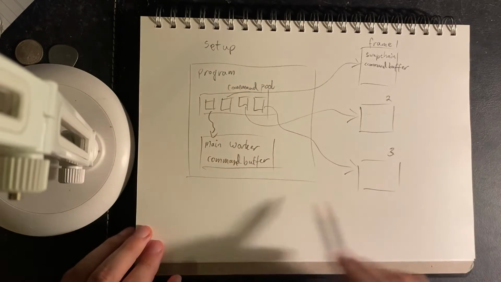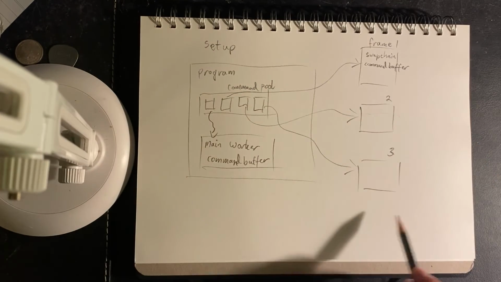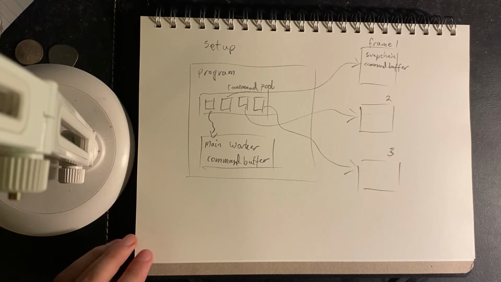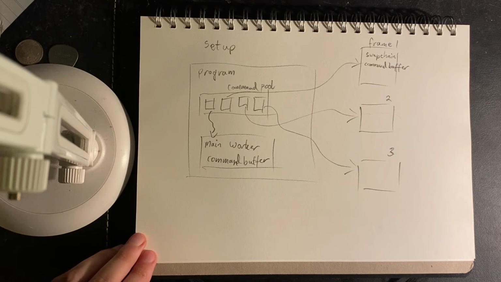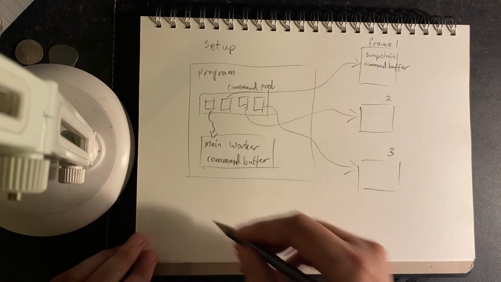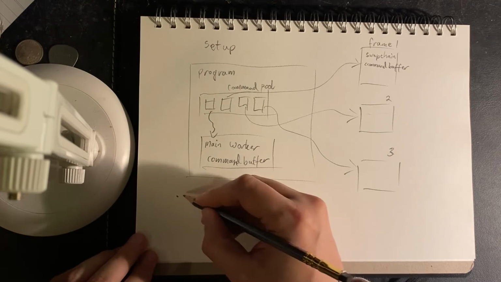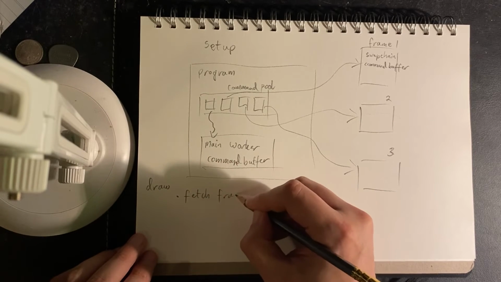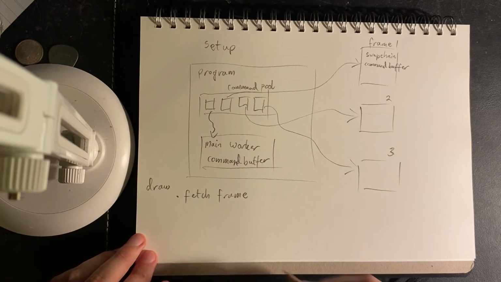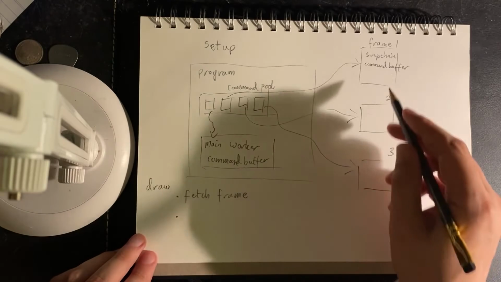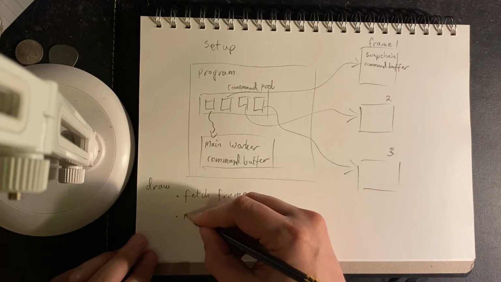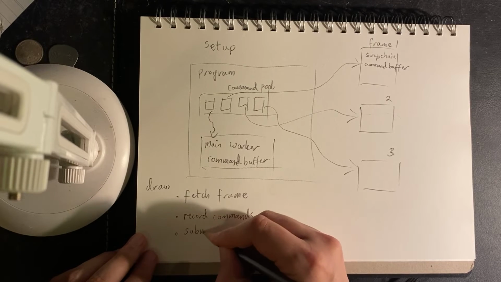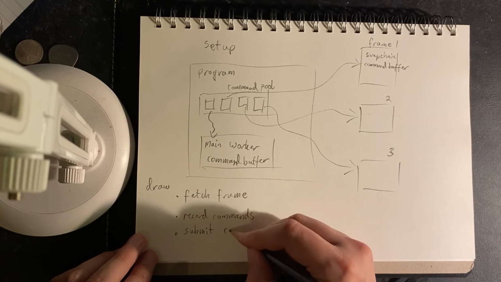So this is a high-level overview of how we could start to structure things. But then we get to the actual drawing work, and there's a number of steps. First step, if we want to draw something, we need to fetch a frame. Then we need to record drawing commands on that frame's command buffer. Then we need to submit the command buffer.